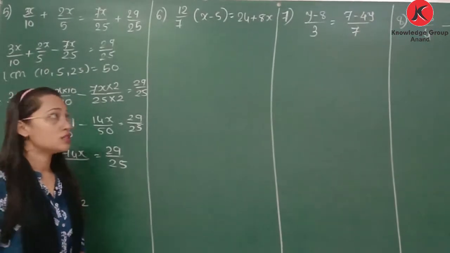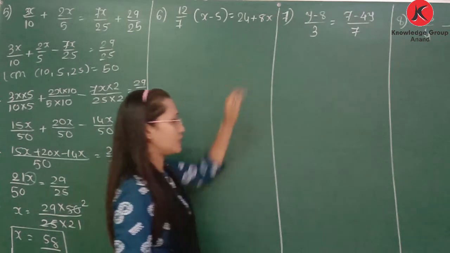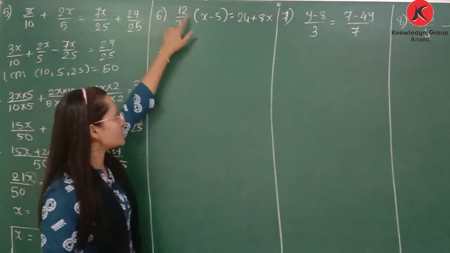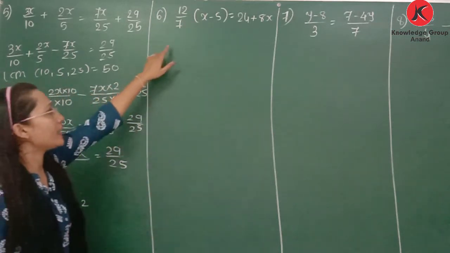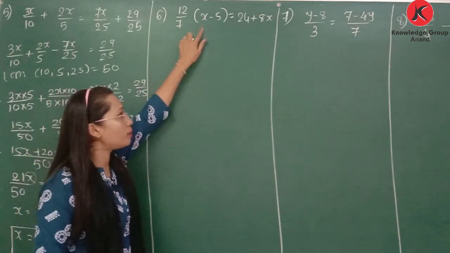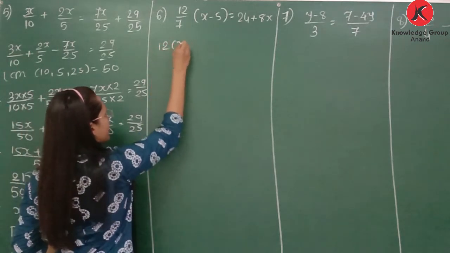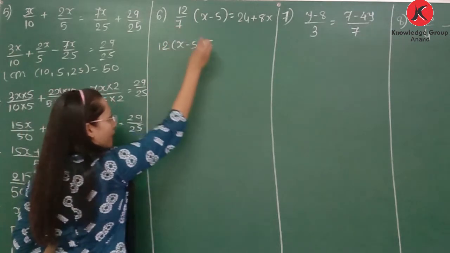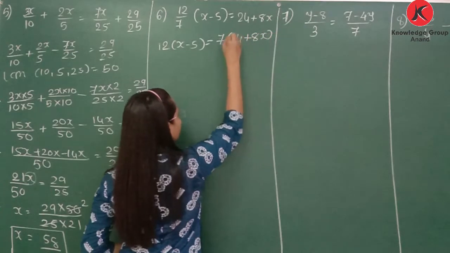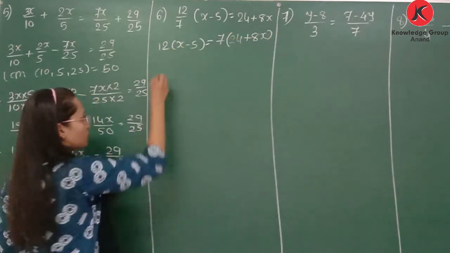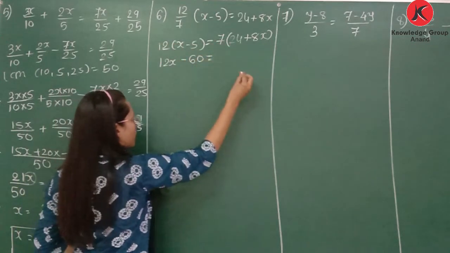Now example 6. 12 divided by 7 times the bracket x minus 5 is equal to 24 plus 8x. So here you can see 12 is in multiplication with the whole bracket and 7 is in division with the whole bracket. So the 7 that is in the denominator of the whole bracket will be multiplied on the right side. So here we can write 12 times (x minus 5). 7 is in division, so it becomes multiply on the right side: 24 plus 8x. Now 12 is multiplied with x, so it is 12x. 12 multiplied by 5, that is 60. 7 is multiplied with 24.